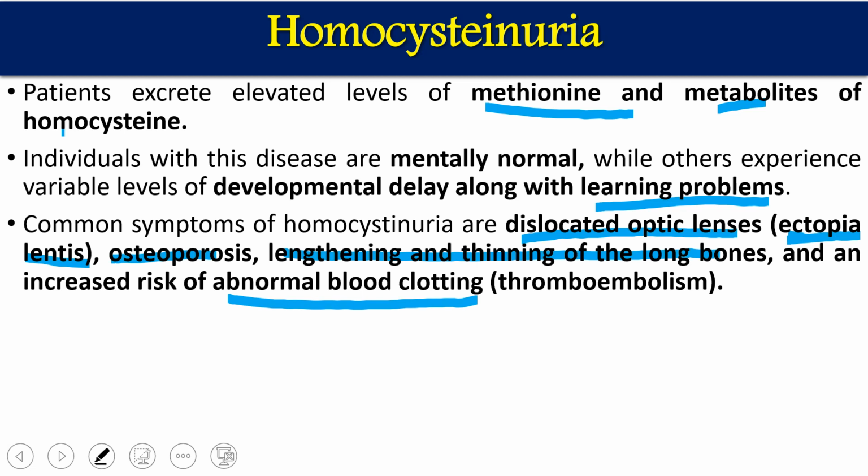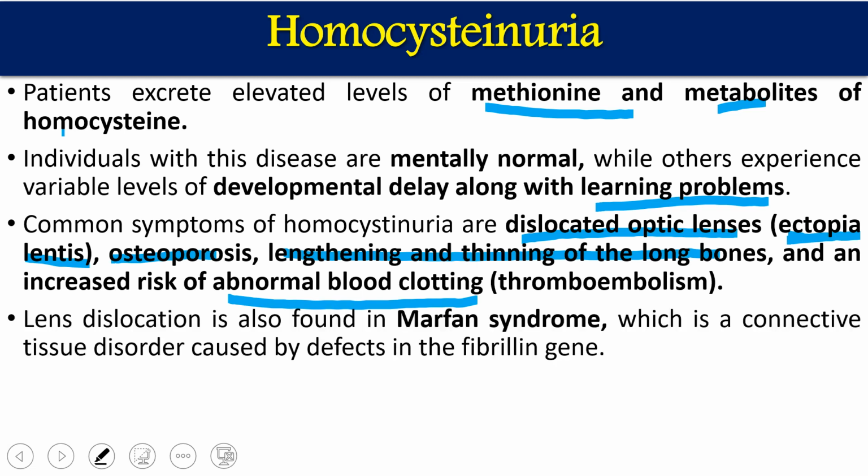Now come to dislocation of the optic lens, or ectopic lentis. There is another disease called Marfan syndrome. In Marfan syndrome also we are having ectopic lentis, so there also dislocation of the optic lens is going to happen. But in the case of Marfan syndrome, this dislocation occurs because of a defect in a specific gene, a connective tissue gene, that is the fibrillin gene. So we are having a defect in the fibrillin gene, which is a connective tissue gene, and because of this connective tissue deficiency or abnormality, we are having dislocation of the optic lenses.